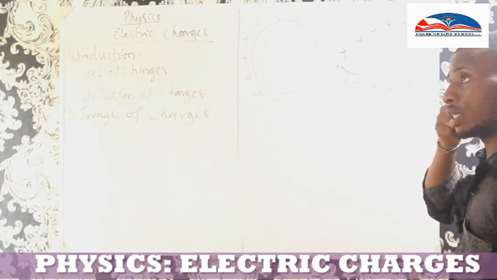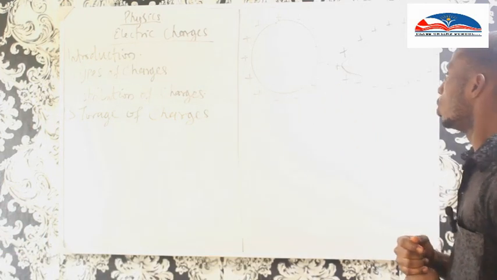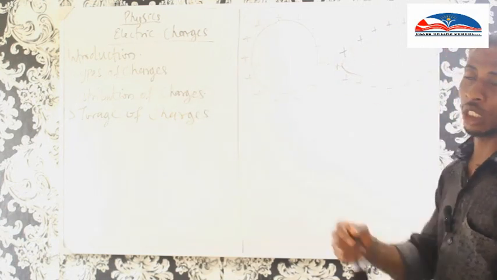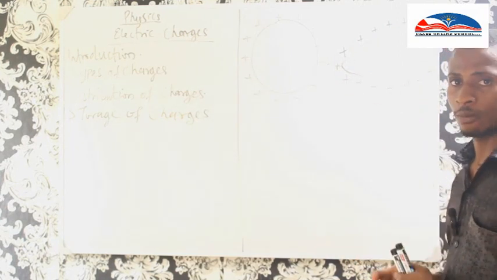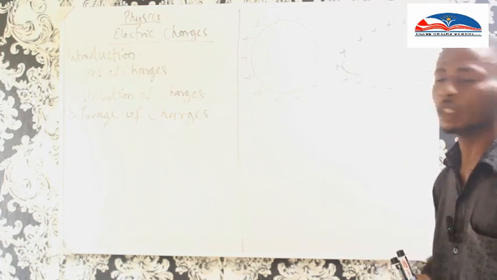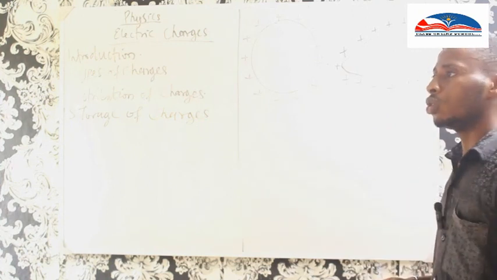Now, from this shape that I drew on this board, you will notice that all of them have positive charge around them, but which one is capable of distributing charge? Which one has the capacity of giving out charge? Do you know why?